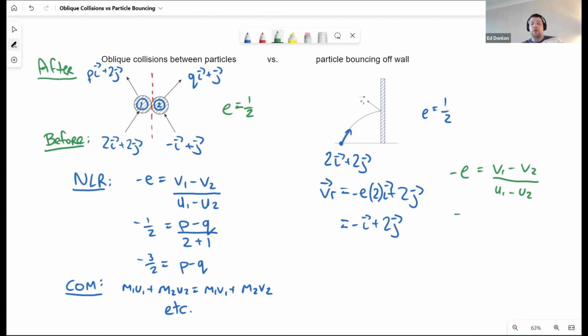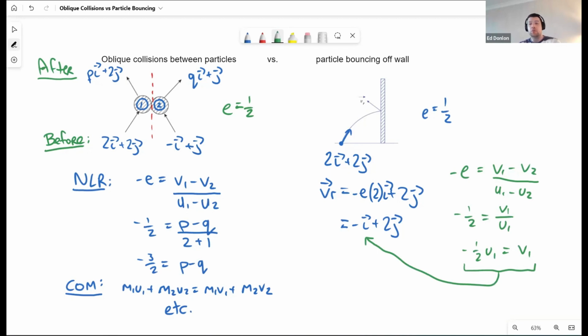What am I going to have? I'm going to have minus a half is equal to the initial and final velocities of just the particle that I care about. And what am I going to get here? I'm going to get minus a half U1 is equal to V1. But this relationship here is what I introduced over here. That is how I ended up with my minus I component here for I.